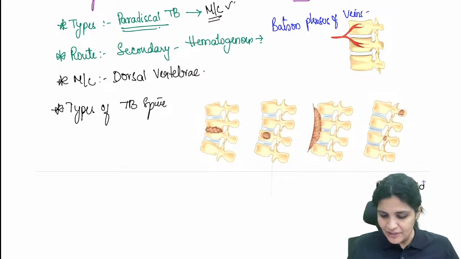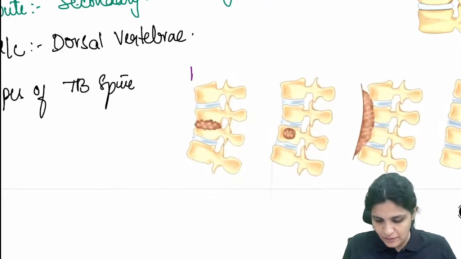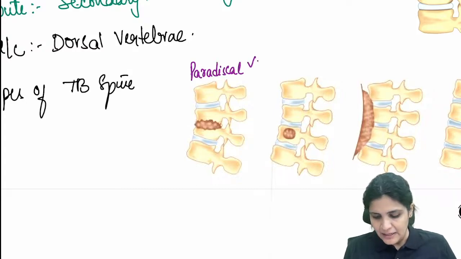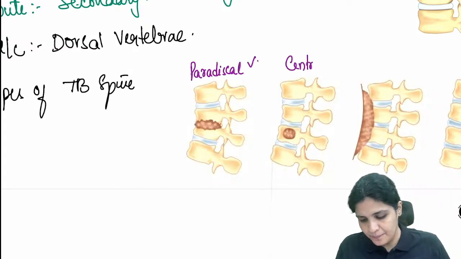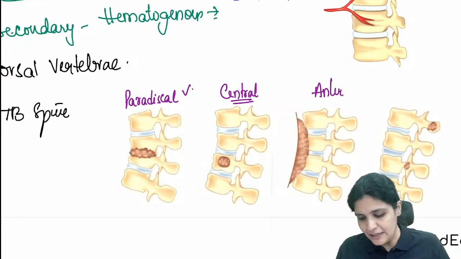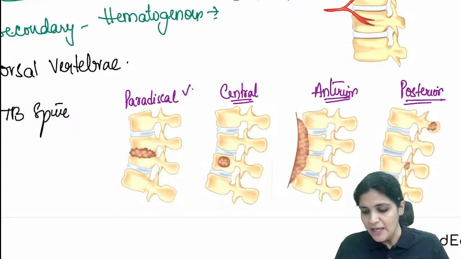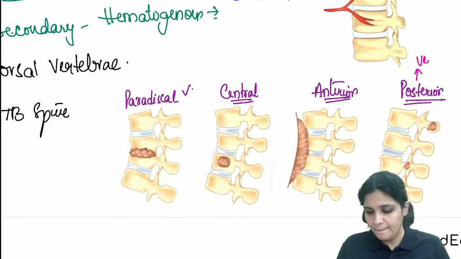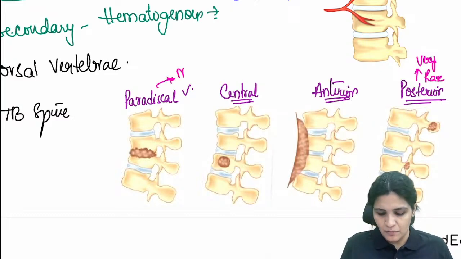So first one, this is paradiscal, what I've told you. Then you have central, which is center. Then you have anterior, where the anterior part of the vertebrae is involved. Then you have posterior, where the posterior elements are involved, and this is very rare. And paradiscal is supposed to be the most common.